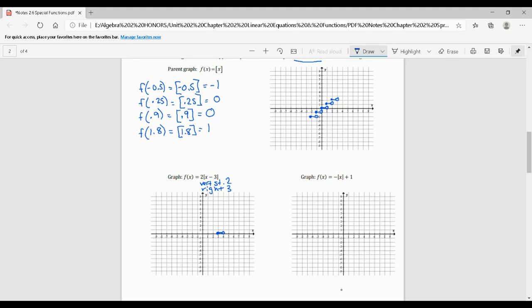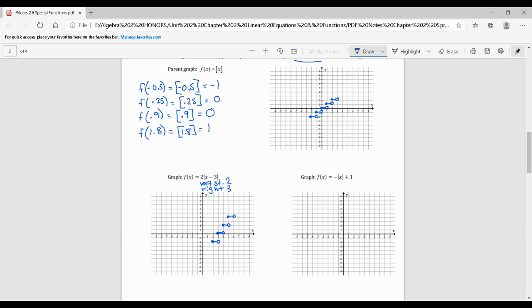So instead of jumping up 1 unit, like in my parent function, I'm going to jump up 2 units. So now I jumped up 2 units, but I'm still 1 unit wide. Again, jump up 2 units, but still 1 unit wide. Or from where I started at 3, 0, I could go down 2 units. And that would continue on as many steps as you want, but that would be the graph for this greatest integer function that's moved to the right 3 and stretched 2.